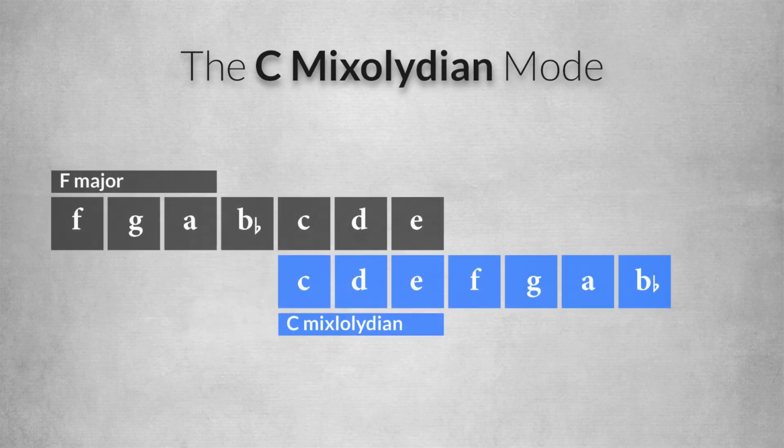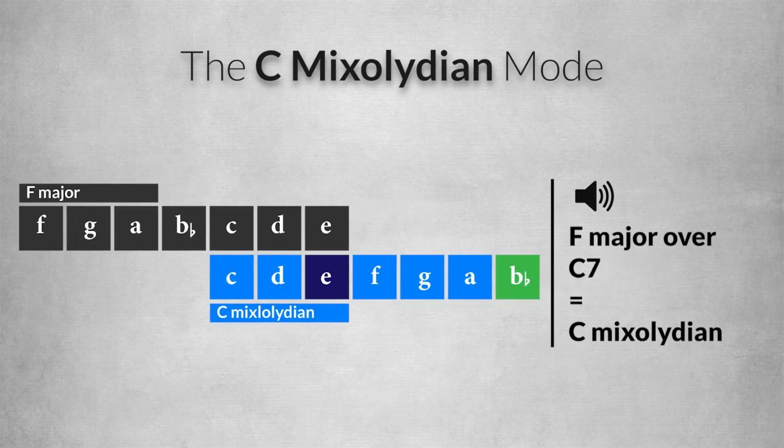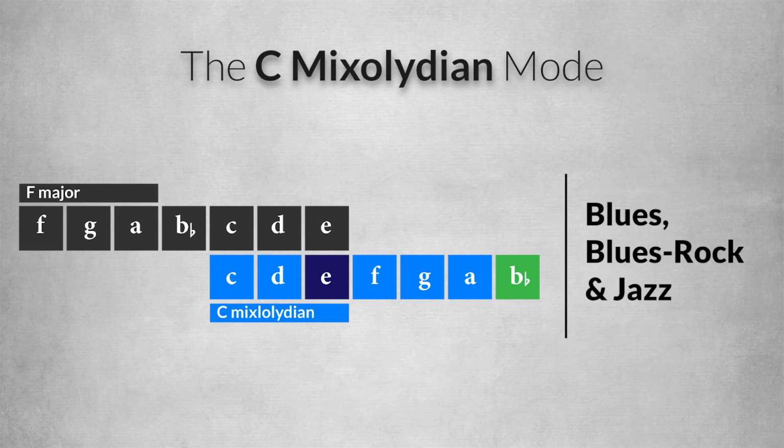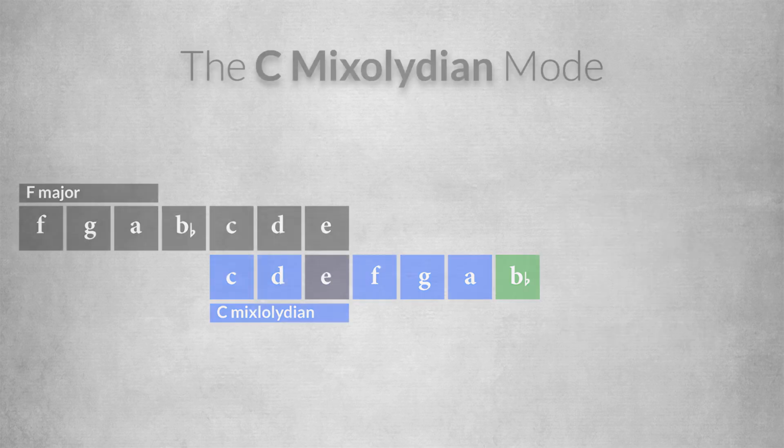The C Mixolydian mode is the fifth mode of the F major scale and has a major third, and this makes it a brighter mode. The modal trigger note is the flattened seventh degree. This note really sets off the Mixolydian sound. The Mixolydian mode is used in blues, blues rock and jazz.